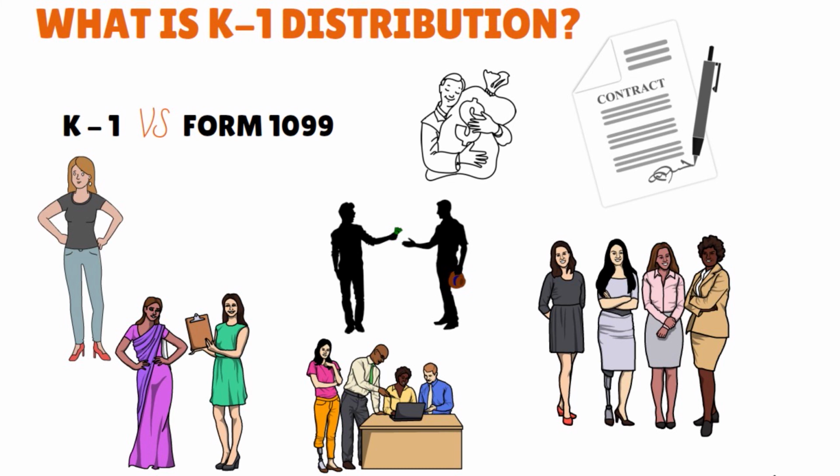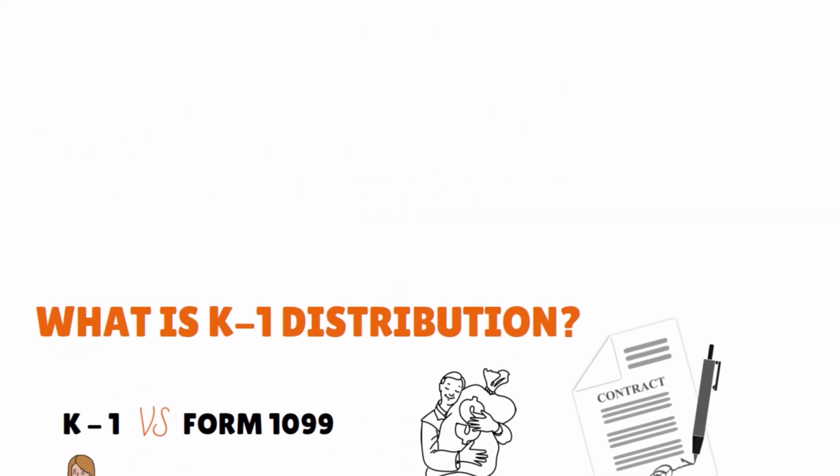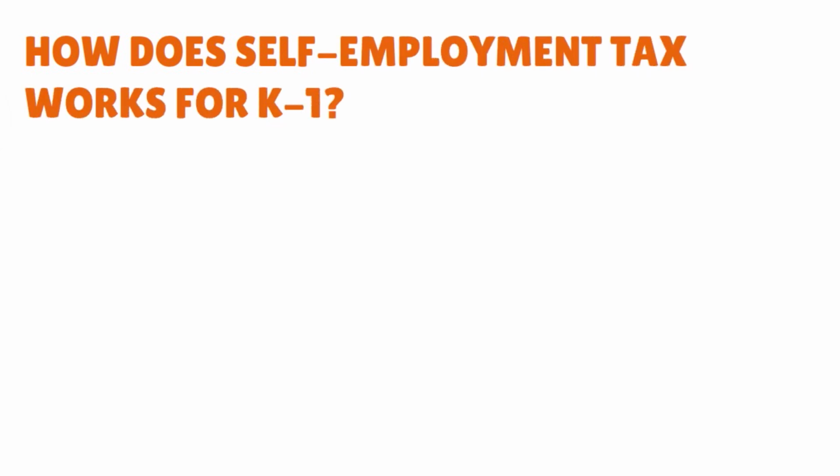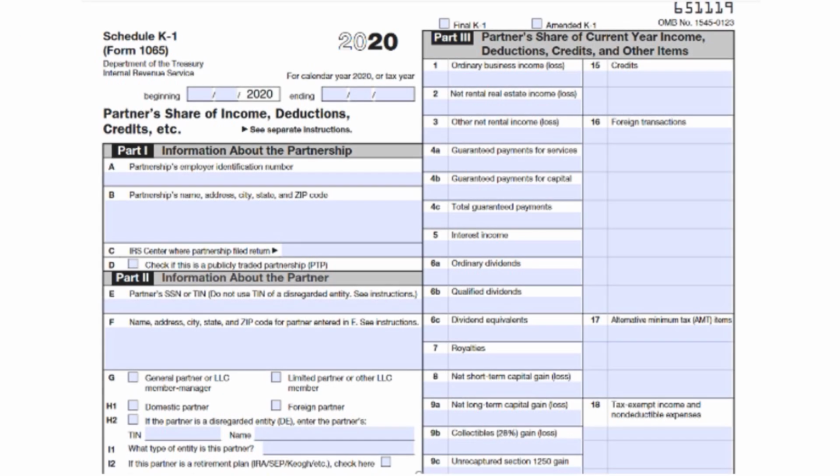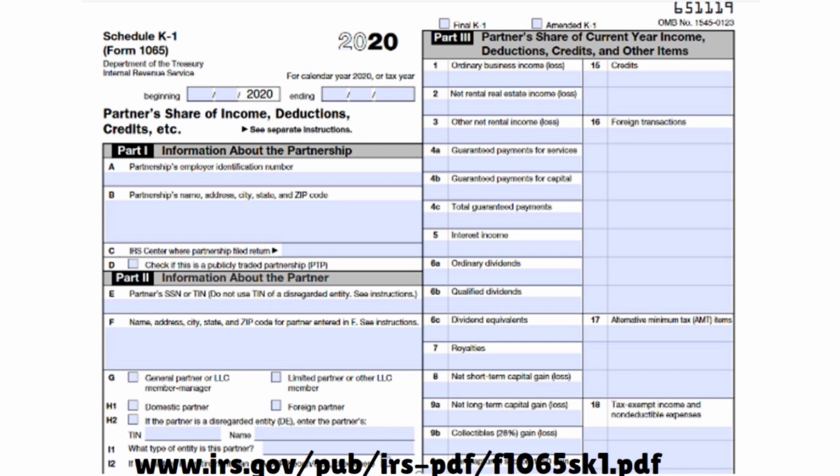So you have the partnership or the S corp and the individual. And how does self-employment tax work for K1? Now, Schedule K1, as you can see on the screen right now, I'm just showing this to you for Form 1065, as well as the link to the IRS website.